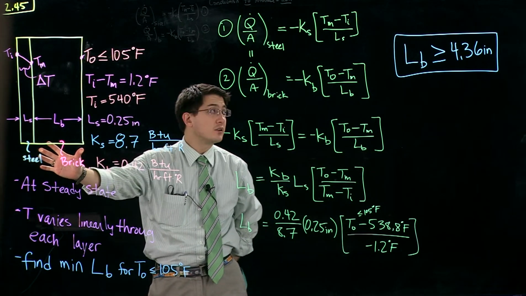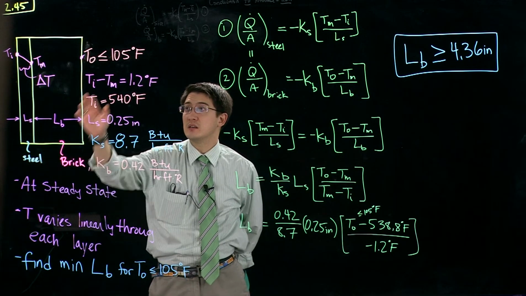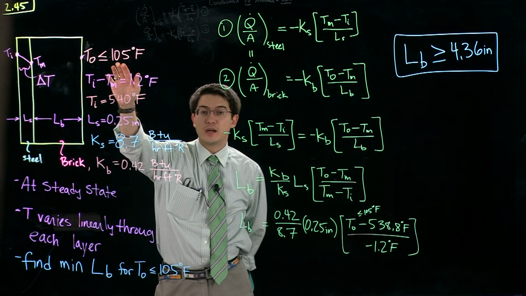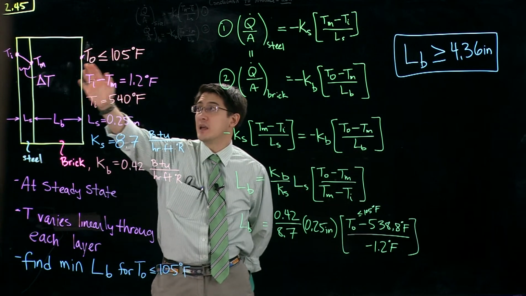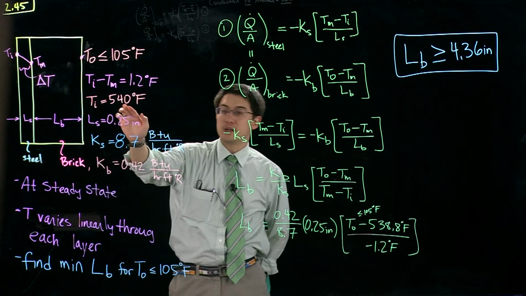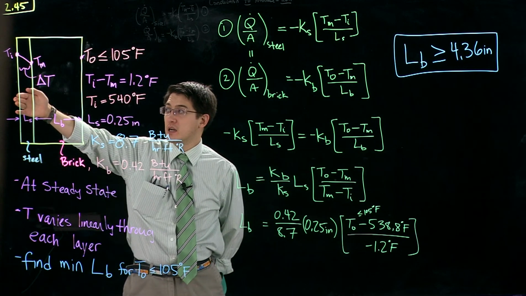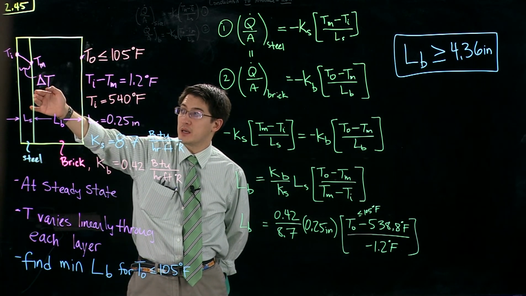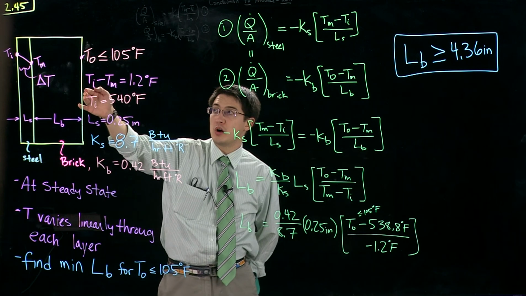If this is thicker than 4.36 inches, this will be less than 105 degrees Fahrenheit, given that this side of the steel plate is 540 degrees Fahrenheit, as the conduction of heat will go through the steel plate, into the brick wall, through the brick wall, and out the other side.